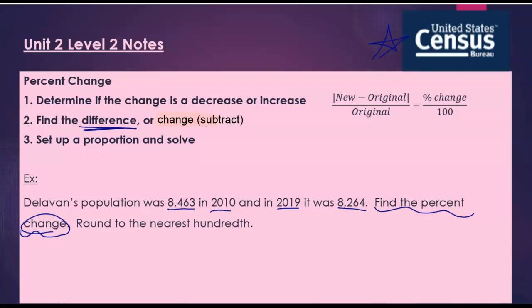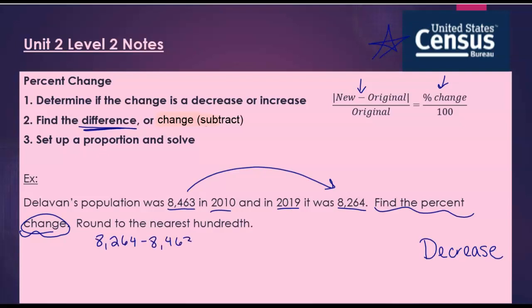So first of all, I'm going to determine if this percent change is an increase or decrease, and it went down. So my answer is going to be a percent decrease. And now I'm going to find the difference. To find the percent change, I need the change of the population. So I always do the new subtract the old. And that's an absolute value, making that positive, and it's out of the original, which was 8,463, and that's equal to the percent out of 100.